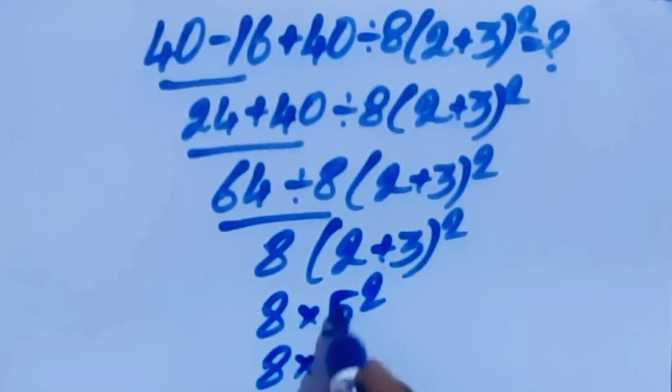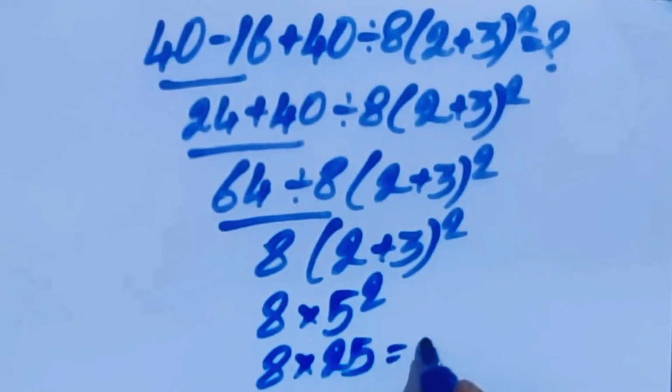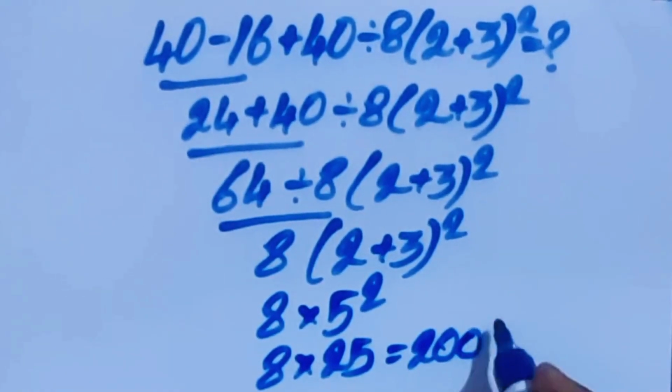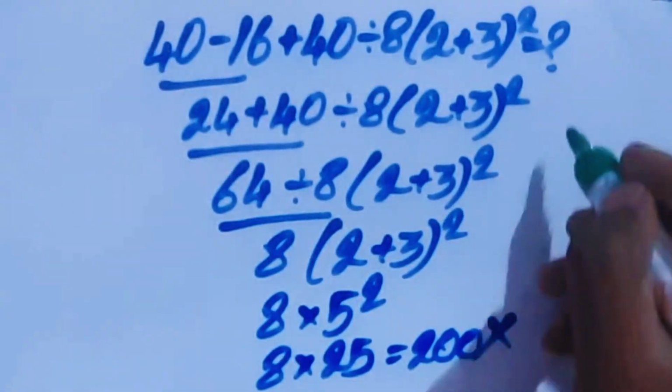Here 8 times 5 square is 25. Here 8 times 25 is 200. This is a wrong answer. As per this order of operation, this 200 is the wrong answer.